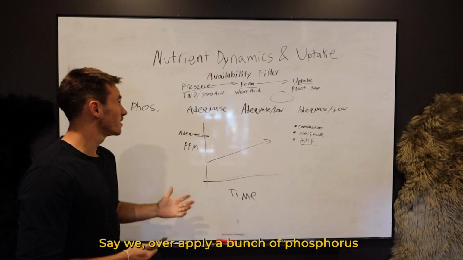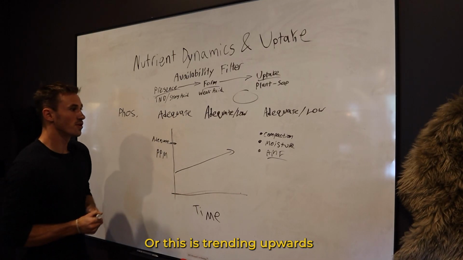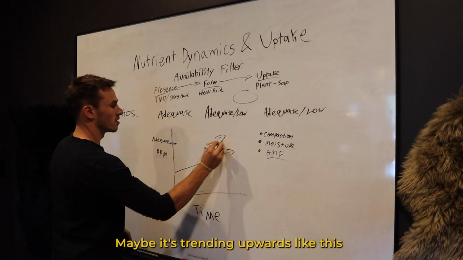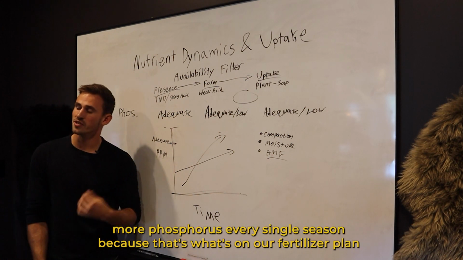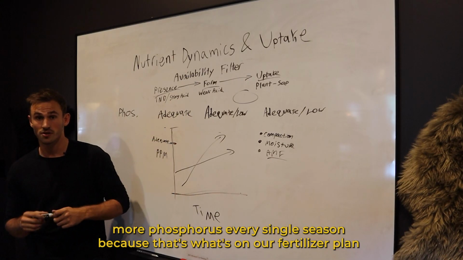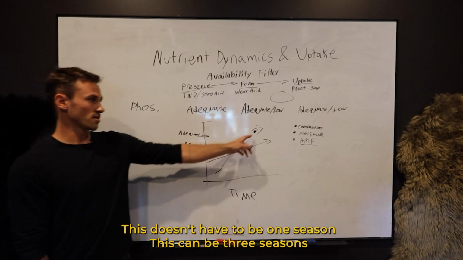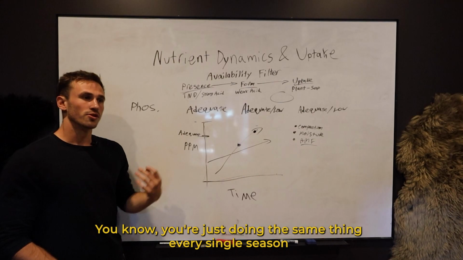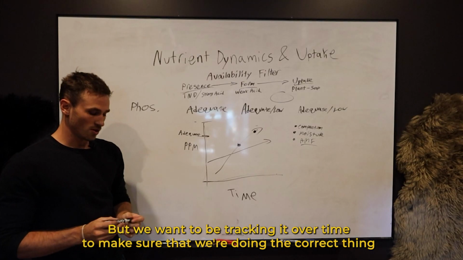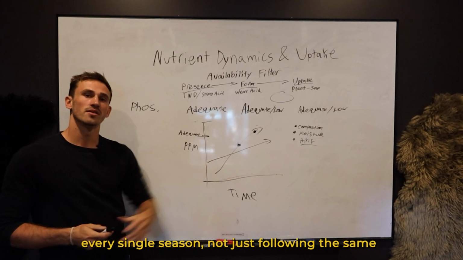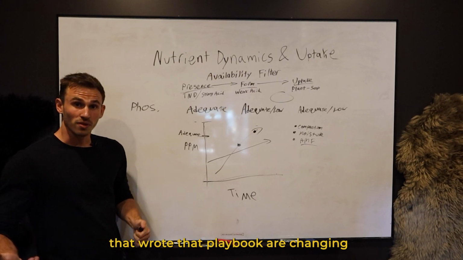Say we get it wrong. Say we over apply a bunch of phosphorus, right? Or this is trending upwards. Maybe it's trending upwards like this. We're well above the adequate range. And we're just applying more phosphorus every single season because that's what's on our fertilizer plan, and it worked last season when we were here, but now we're here, right? This doesn't have to be one season, this could be 3 seasons, you know? You're just doing the same thing every single season, but we want to be tracking it over time to make sure that we're doing the correct thing every single season, not just following the same playbook every single year as our conditions that wrote that playbook are changing.